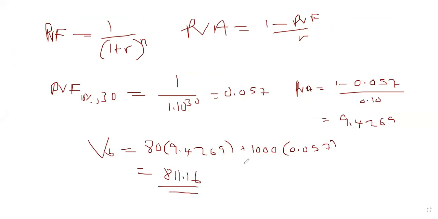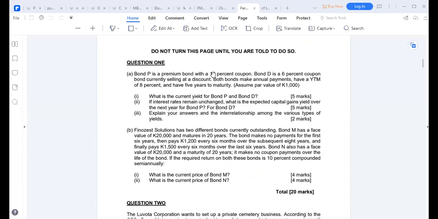So this is a discount bond. Whenever the selling price of the bond is less than the face value, it's called a discount bond. We had 1,000. If this value is more than that, it would be called a premium bond. If these values were equal, selling price the same as the face value, then we would conclude that this is a par bond.